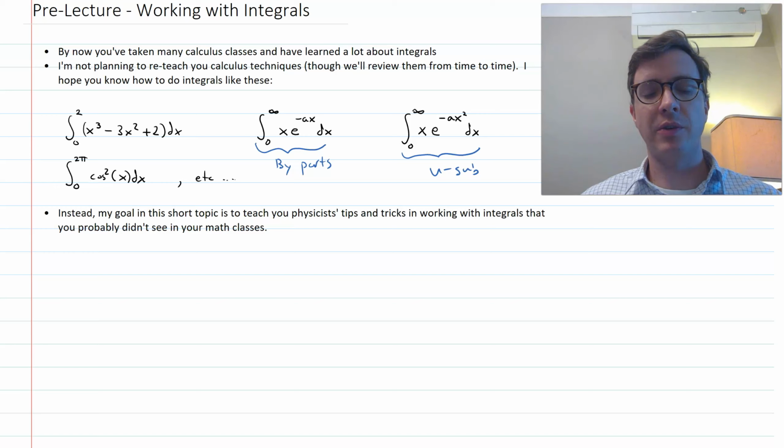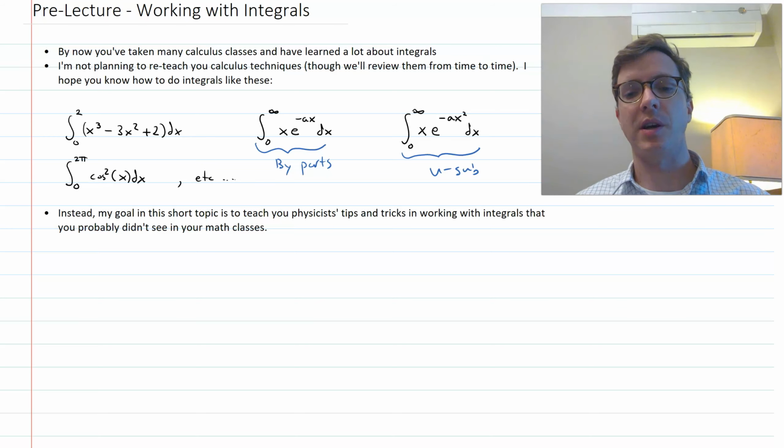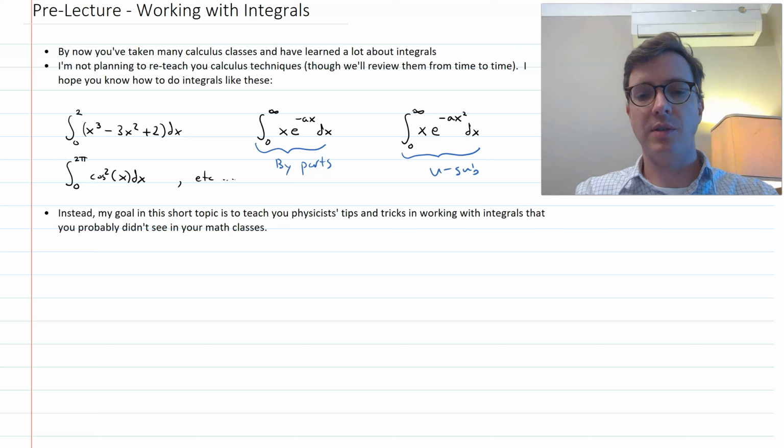U substitution and integration by parts are the ones that are most important in physics. So if you don't remember anything about those, I would ask you to go back and review your calculus notes. Now is a great time to do that, to review how to do integration by parts and how to do U substitution. Those are the things that we will use most often, but I'm not going to go over those things again.